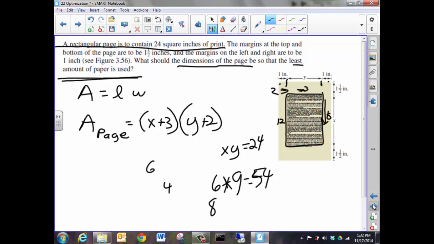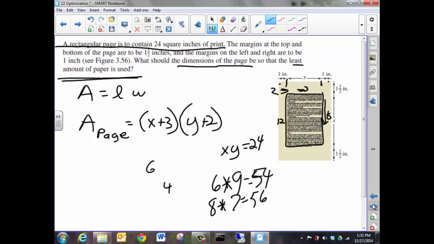8. And how tall is the paper now? 7. So that makes it 56. So 4 times 6 is better than 6 times 4. Agreed? We're going to use less paper? Well, what about 8 times 3, or 3 times 8? Well, who says it has to be even? What if it's 7.5 by some unbelievably ugly number?